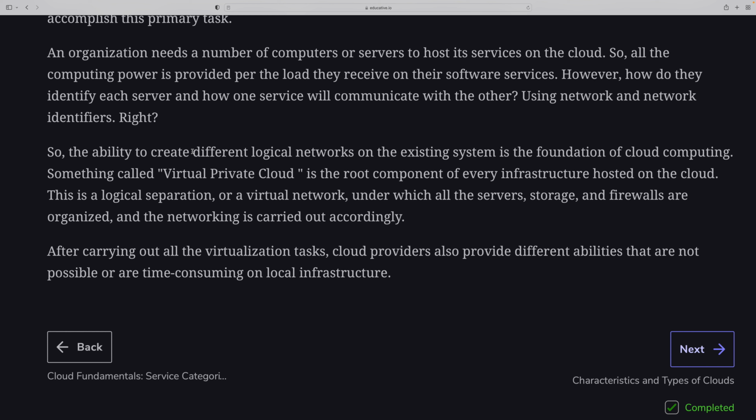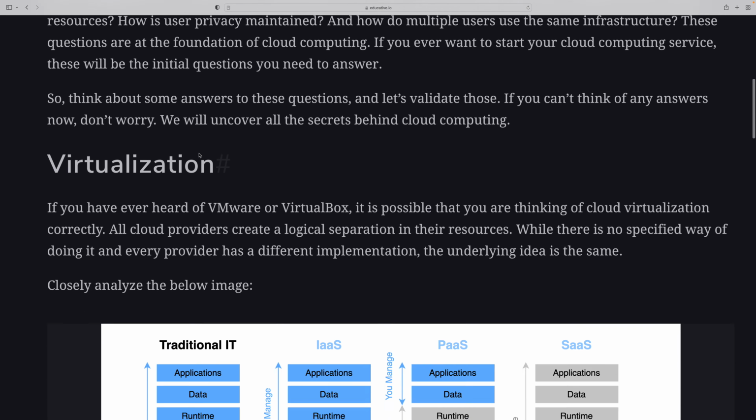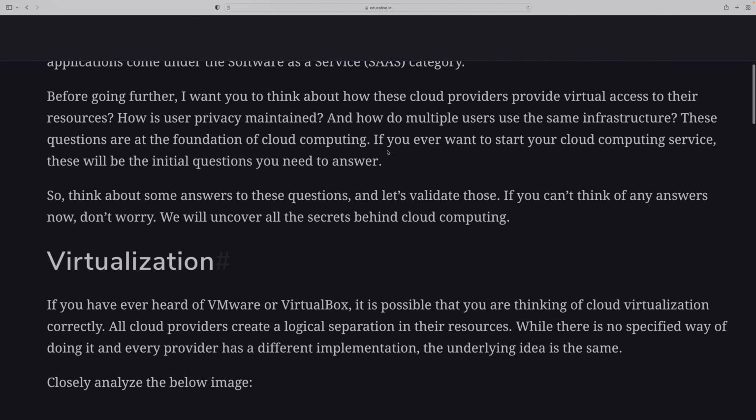So the ability to create different logical networks on an existing system is fundamental to cloud computing. Something like a virtual private cloud is a root component of every infrastructure hosted on the cloud. This is a logical separation, a virtual network under which all servers, storage and more are organized. After carrying out all virtualization tasks, cloud providers also provide different abilities that are not possible with traditional infrastructure. So this is a broad topic, and I think this image will tell you everything.